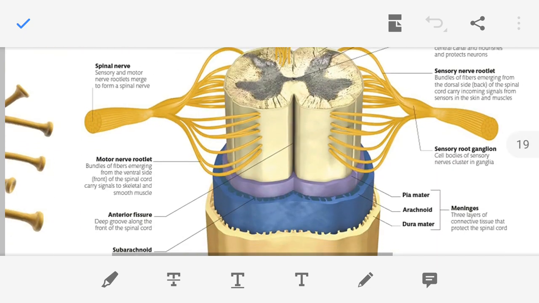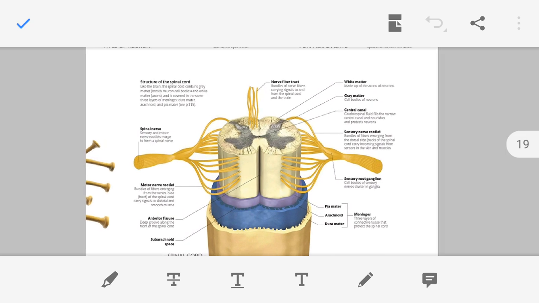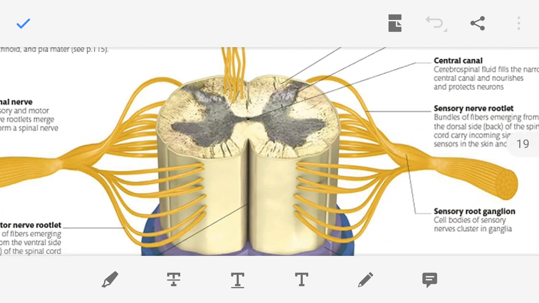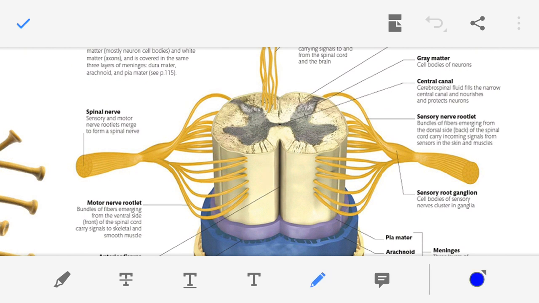Now moving on to the 10th point. Before that, let's observe this figure. Here this one is the spinal cord, and from the spinal cord you see the spinal nerve is arising. So here, this one is the spinal nerve.